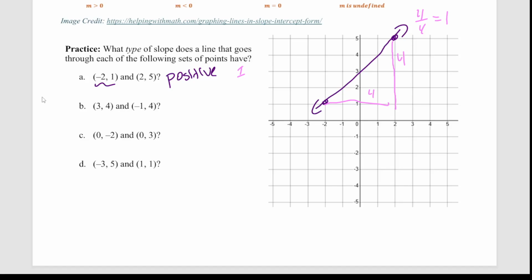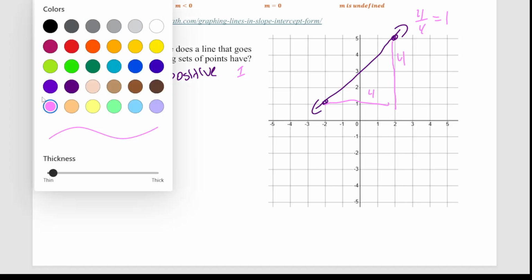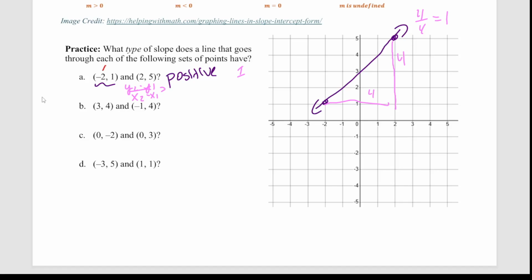Alternatively, if you were to formally plug into y2 minus y1 over x2 minus x1, you have to just arbitrarily label one of them to be first, one of them to be second. I'm just going to go ahead and label the first point x1, y1, the second point x2, y2. It doesn't technically matter as long as you're consistent. So then you would end up with 5 minus 1 over 2 minus -2 to get you 4 over 4, which is 1. I'm not going to formally find the slope for the rest of them. We're just going to see if they're positive or negative because we're going to have plenty of time to formally find the slope later, but I just wanted to give you that preview.